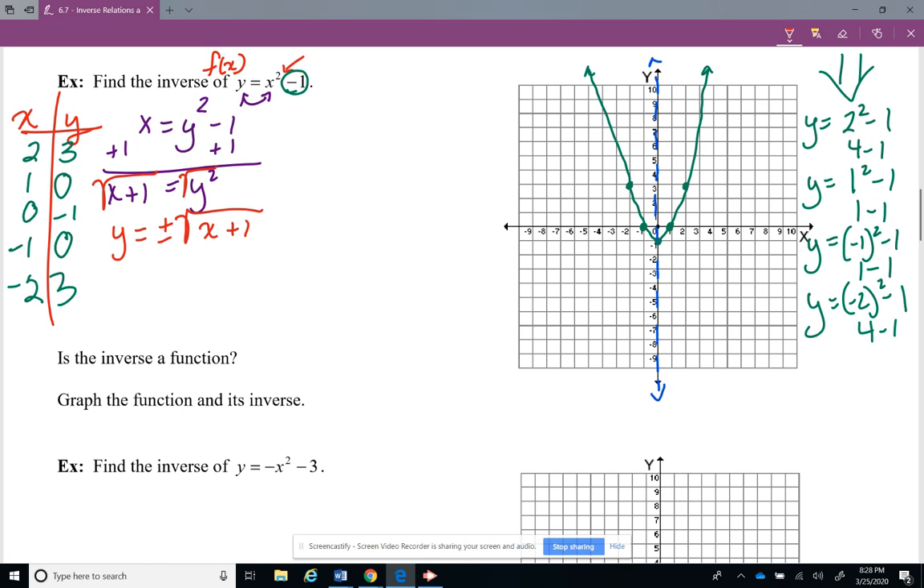Now remember, we have to do plus or minus because anything underneath a radical, like the square root of 25, can be either a negative 5 or a positive 5. That's why we have to do the plus or minus, if you forgot that part.